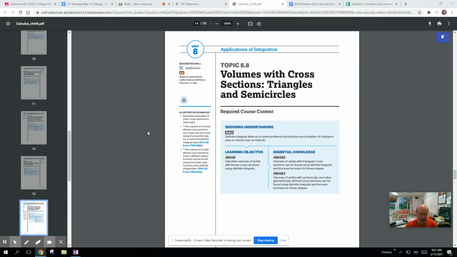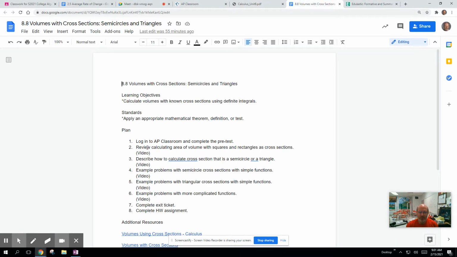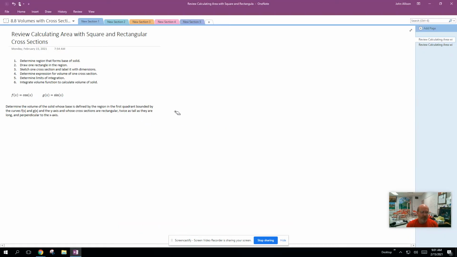Okay, welcome back. We're doing topic 8.8 in the AP Calculus curriculum today, volumes with cross sections, triangles, and semicircles. We're going to calculate volumes of solids with known cross sections using definite integrals, including triangular, semicircular, and other geometrically defined cross sections. We're going to start by reviewing how we calculated the volume with squares and rectangles in the last one. Again, this will be a 5-part video session for this lesson.